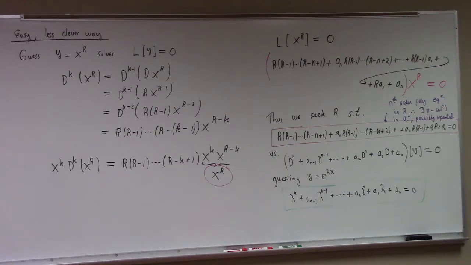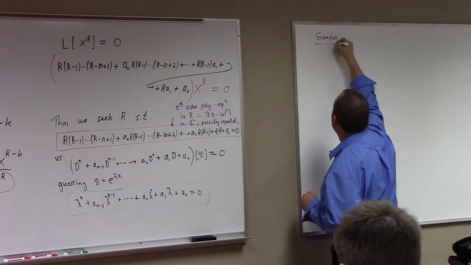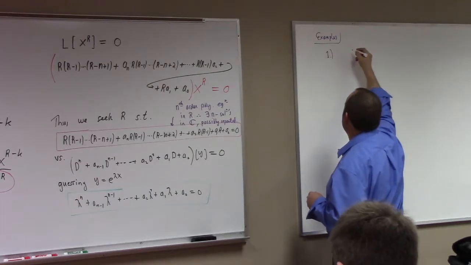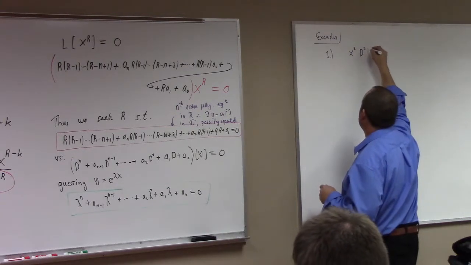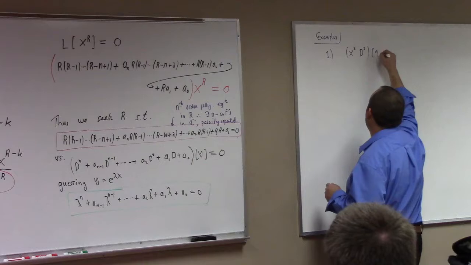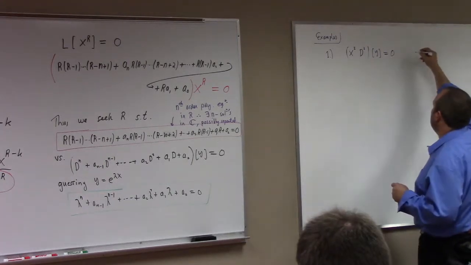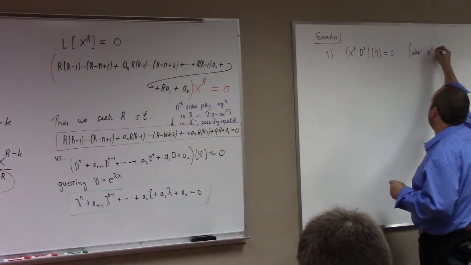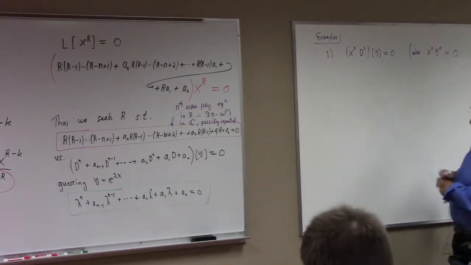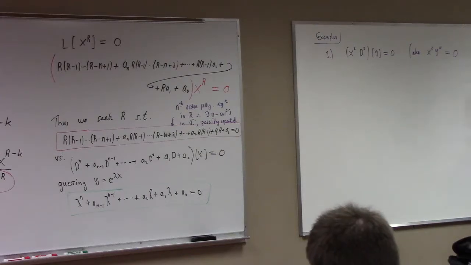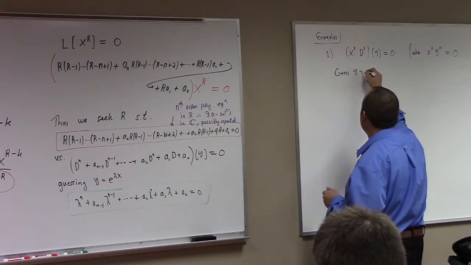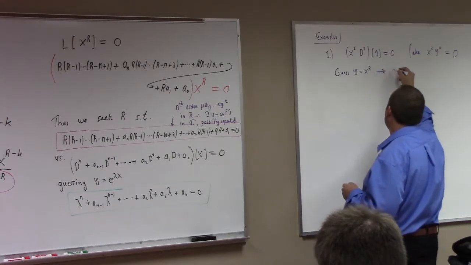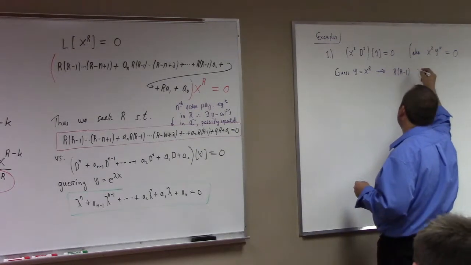So let's look at some examples. Suppose we're going to solve, let's just start out relatively simple, x squared d squared y equals 0, also known as x squared y prime prime equals 0. If I follow my general derivation, I should write down the characteristic equation in R. We guess y equals x to the r. That implies that r times r minus 1 equals 0.